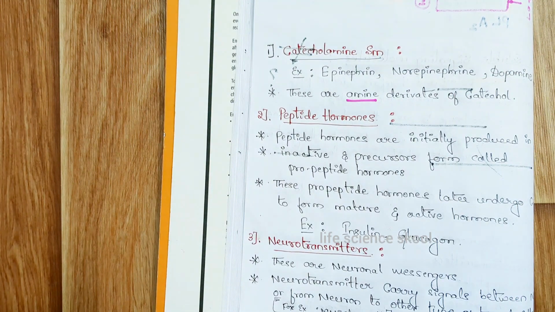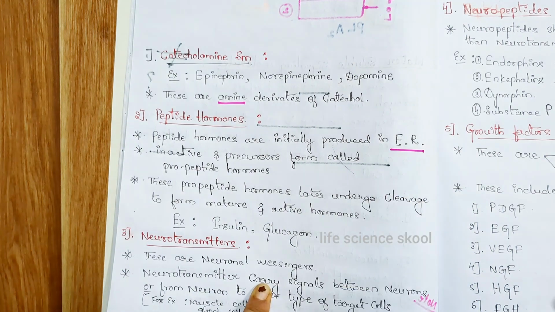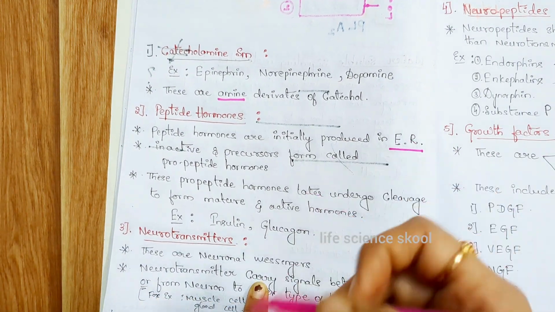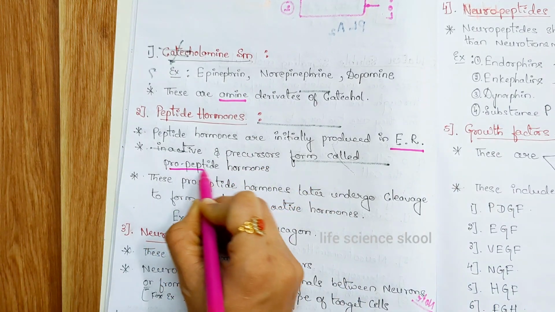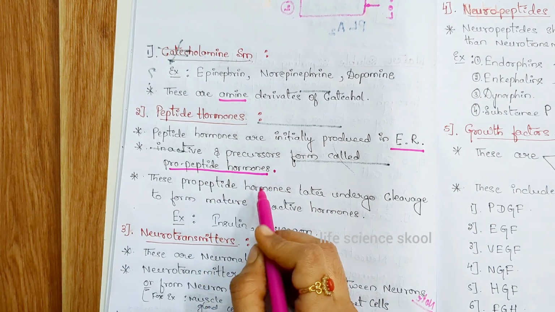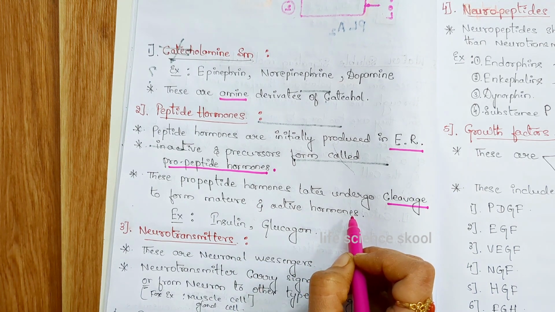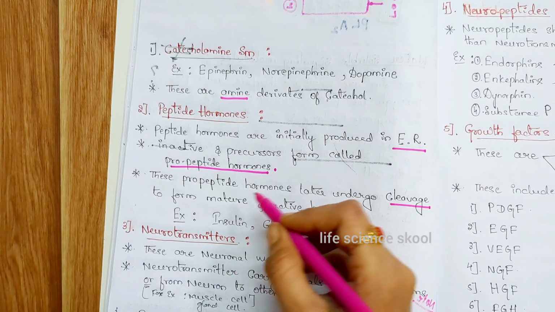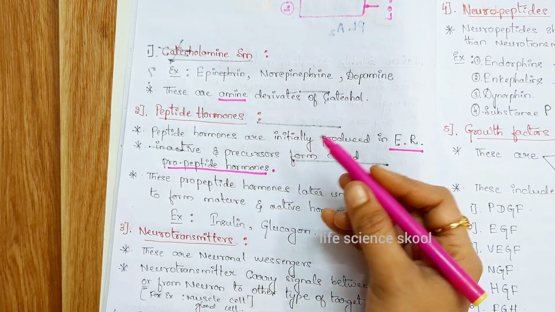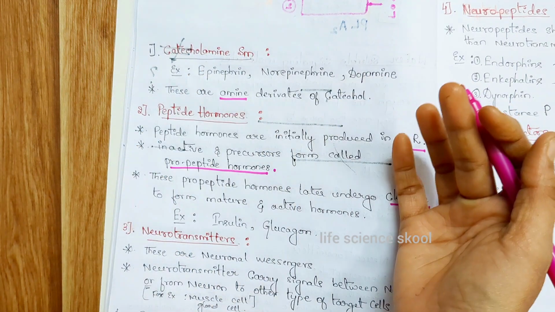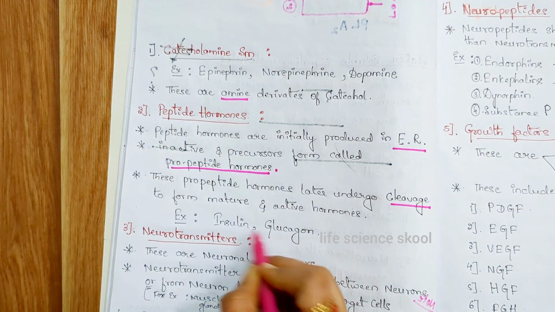The next one is peptide hormones. Here the peptide hormones are initially produced in the ER, the endoplasmic reticulum, but in an inactive, precursor form called propeptide hormones. Later these peptide hormones undergo cleavage to form mature, active hormones. For example, insulin is produced as a propeptide, proinsulin. After the cleavage, it is converted into insulin. Examples of peptide hormones are insulin and glucagon.